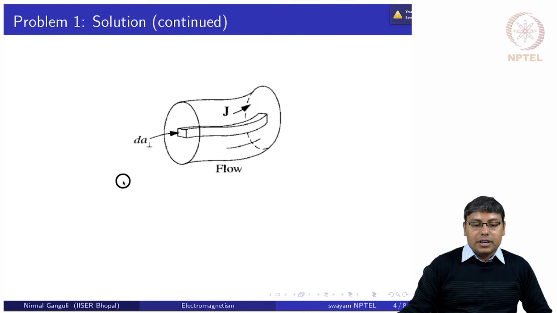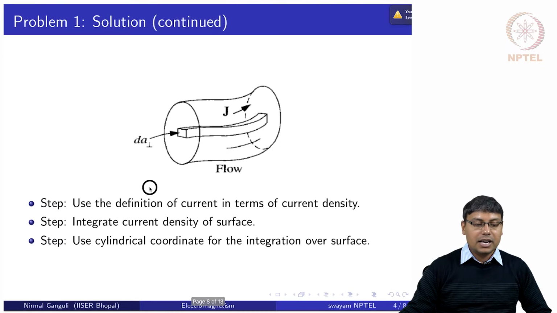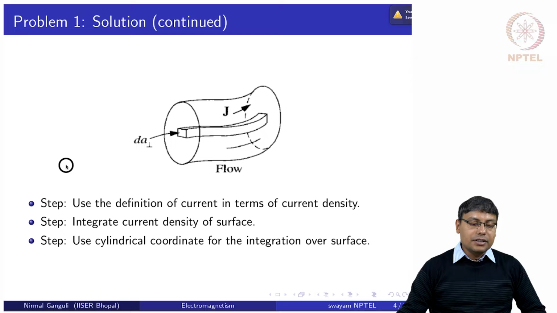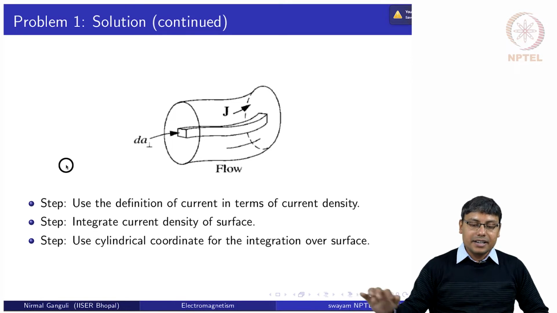And in case of a volume current, if the current flows in this direction, and this is the volume element through which the current is flowing, then the perpendicular area element can be shown like this here, that is dA perpendicular. And the steps involved in calculating the volume current density are the following. You can use the definition of the current in terms of the current density and integrate the current density over the surface, and because there is cylindrical symmetry to this problem, use of cylindrical coordinates for the surface integral would be particularly useful.